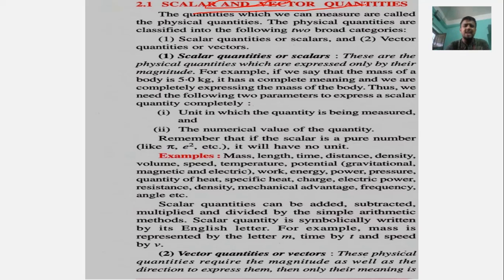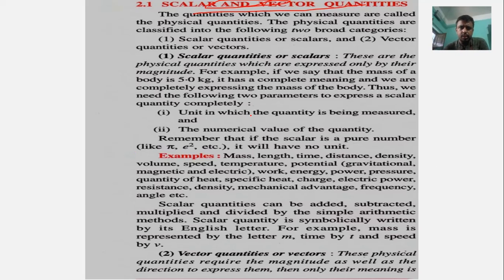Okay, scalar quantities. What are those scalar quantities? These are physical quantities which are expressed only by their magnitude. Okay, the things that are only considered by magnitude only are said to be scalar quantities. Okay, distance is one example.